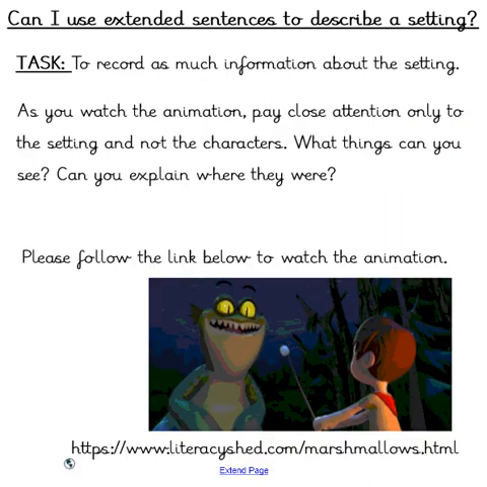So your task today is to record as much information about the setting in the animation Marshmallows. So as you watch the animation, I want you to pay close attention only to the setting and not the characters. What things can you see? Can you explain where they are? Please follow the link below to watch the animation.